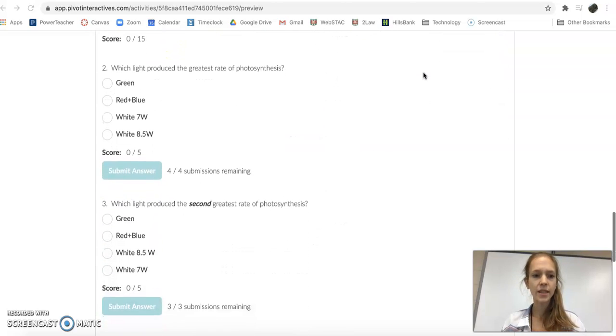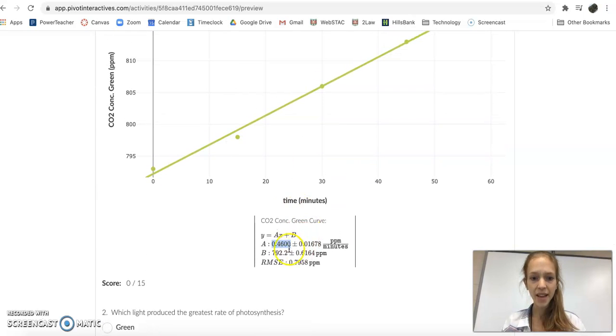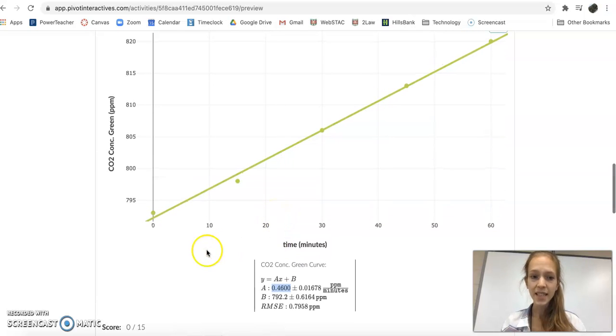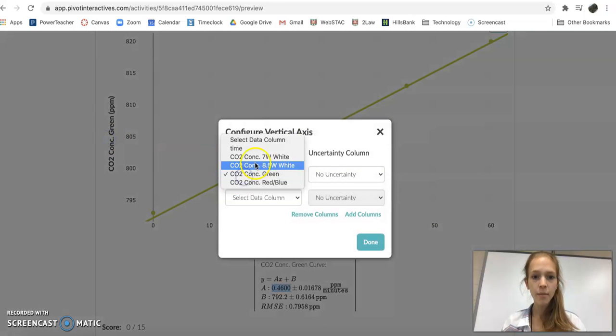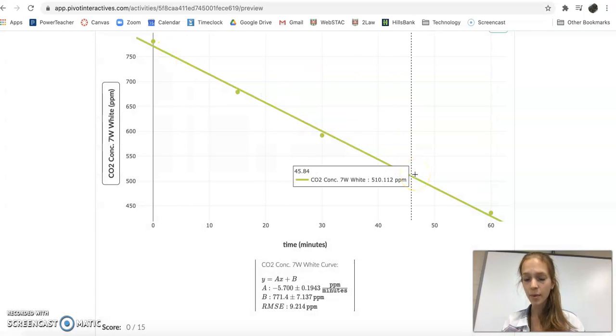So let's scroll down here and look at a few questions. We're being asked to consider which light produced the greatest rate of photosynthesis. So what I'm going to do is compare these values of A, which really reflect how steep my line is, how quickly carbon dioxide was used, in order to figure out which light color caused it to be used the fastest, which would be the most photosynthesis.